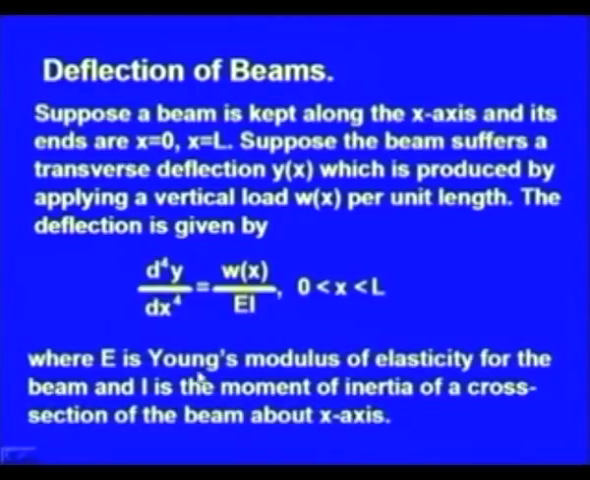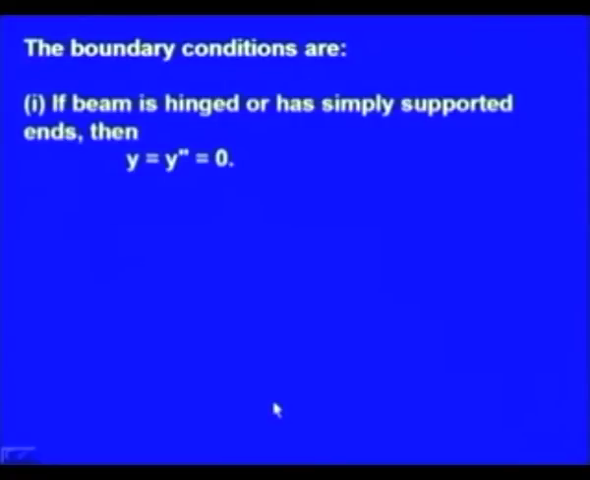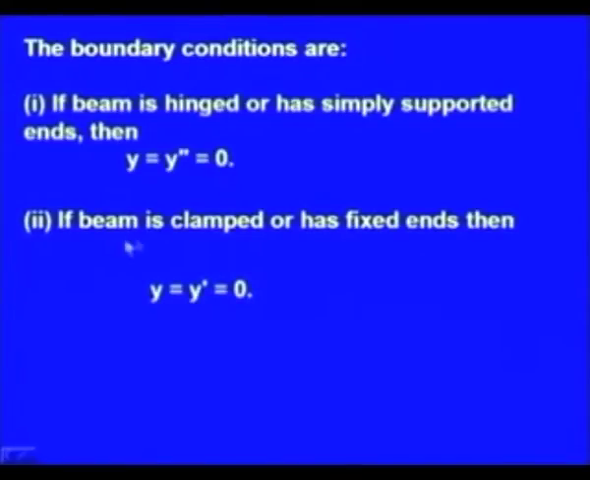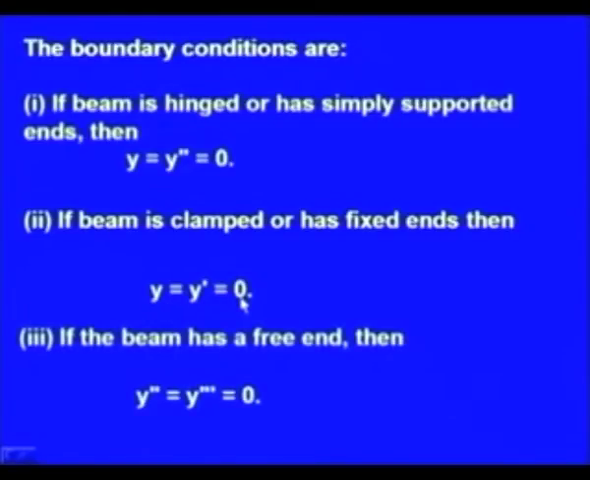Here E is the Young's modulus of elasticity for the beam, and I is the moment of inertia of a cross section of the beam about the x axis. The boundary conditions are: if the beam is hinged, or has simply supported ends, then at those ends y and y'' are zeros. If the beam is clamped at both the ends, or it has fixed ends, then at those ends y and y' are zeros. If the beam has a free end, then at that end y'' and y''' are zeros.